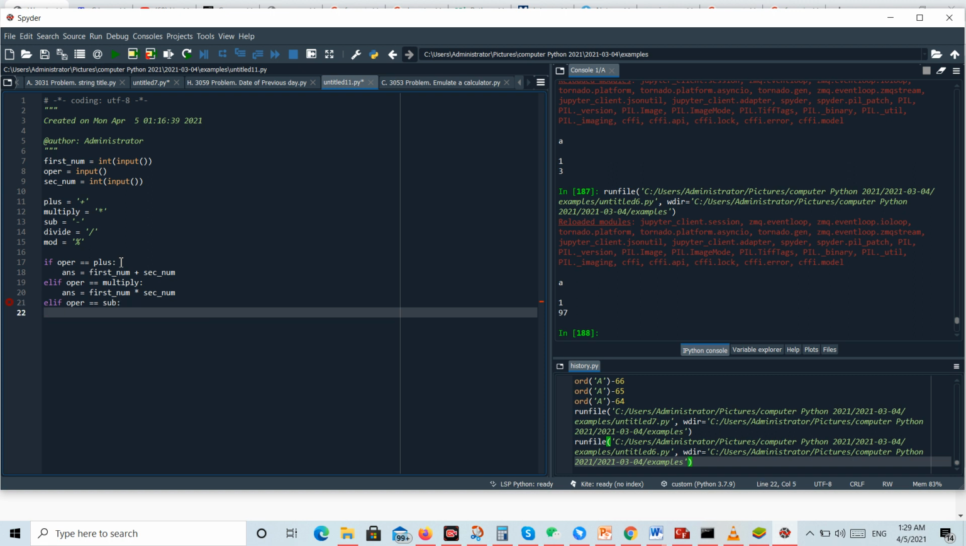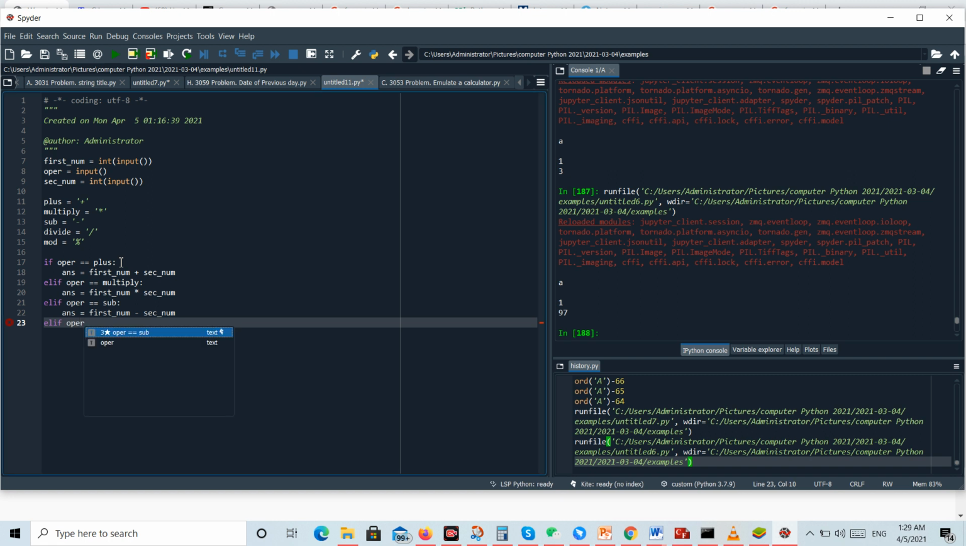So then subtract, and I say ans should now be equal to first num subtract sec num. So elif again, elif oper equal to divide.